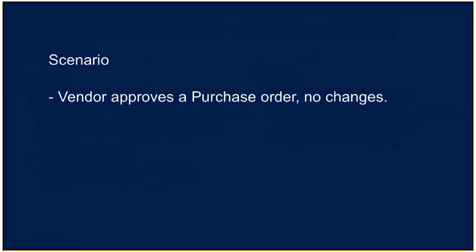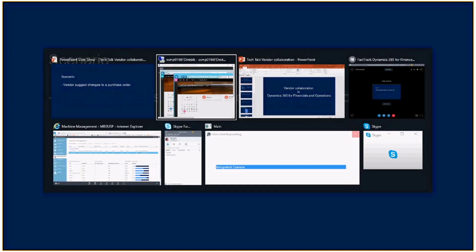Most of the session is going to happen in the product. First, I want to show you a simple scenario where a vendor approves a purchase order and there are no changes. It's a plain vanilla scenario, which in most cases is what happens: the vendor accepts what you have requested. When we are finished with that, I'll take another scenario where vendors start suggesting changes to a purchase order and you consume some of those changes in the ERP system. So let's get started.